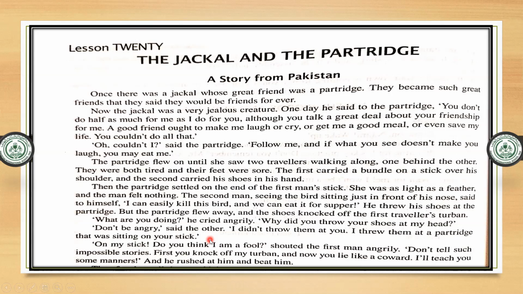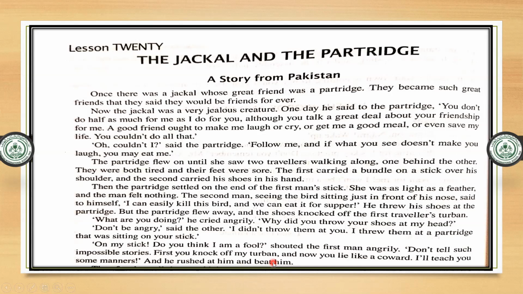He said, I didn't throw the shoes at your head, but at the partridge which was sitting on your stick. "On my stick? Do you think I am a fool?" shouted the first man angrily. How is it possible that a partridge was sitting on my stick? "Are you talking nonsense or making a fool of me? Don't tell such impossible stories. First you knock off my turban and now you lie like a coward. I'll teach you some manners." And he rushed at him and beat him.